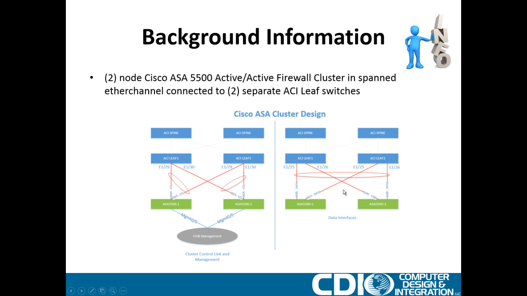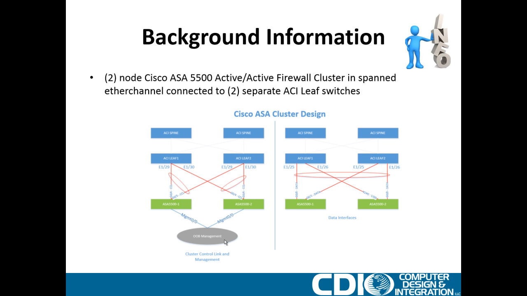All right, just to give some quick background information, the Cisco ASA cluster is a two-node Cisco ASA 5500 active firewall cluster. We configured it already in spanned ether channel mode, and it's connected into two different ACI leaf switches. So here, what you have depicted on the left side, we have 5500 series firewalls connecting into each leaf switch, and for the cluster control link, they're separate port channels. And there's also management connectivity into the out-of-band management network. The APIC controllers are also on that out-of-band management network.